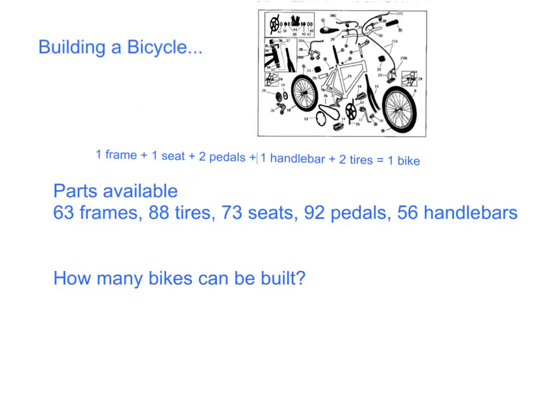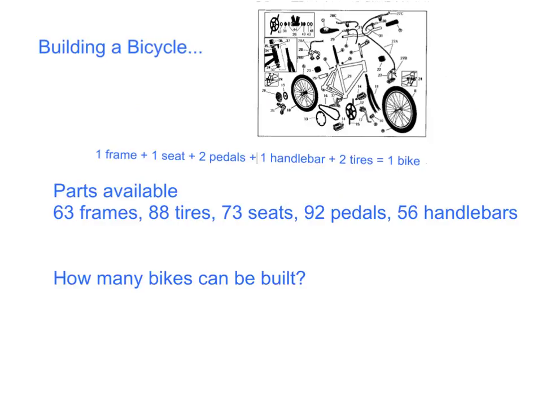So this process can be kind of analogous to manufacturing, where you have a certain set of components that go together to make a finished product. You can see this resembles a chemical equation in some ways. To build a bike, you need one frame, one seat, two pedals, one handlebar, and two tires. That equals one bike.